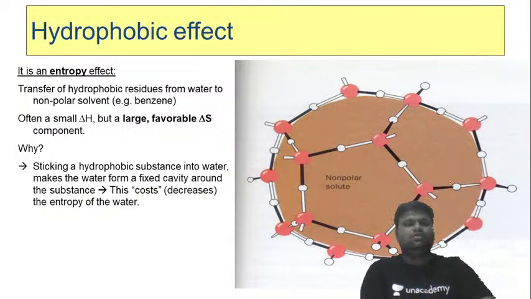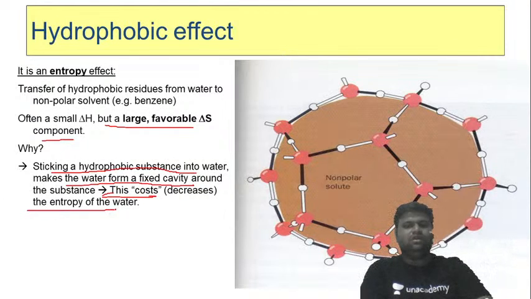It is known as the entropy effect. It is the transfer of hydrophobic residues from water to non-polar solvent, for example benzene. Often a small delta H but a large favorable delta S component. Why? Because sticking a hydrophobic substance into water makes water form a fixed cavity around the substance. This cost decreases the entropy of the water.